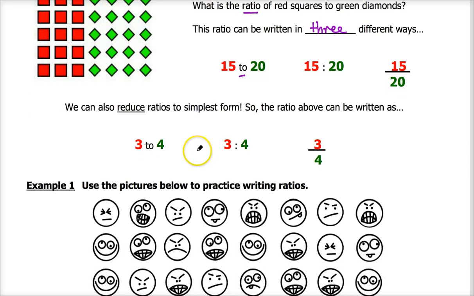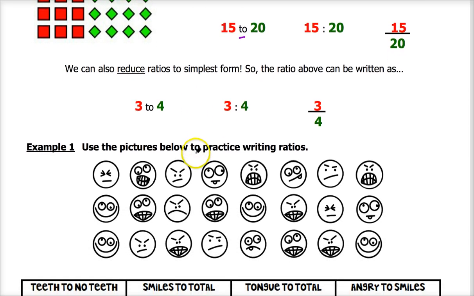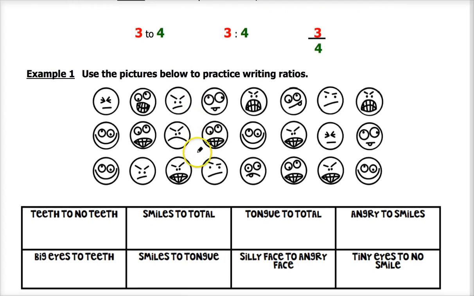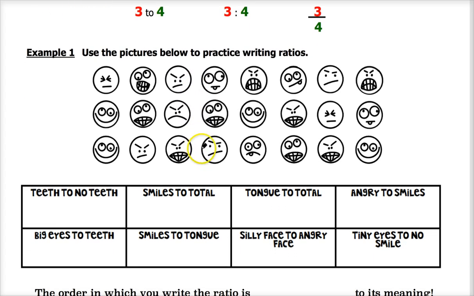And now in this example below, we're going to practice writing a ratio with all of these different smiley faces here. So we're going to practice writing various ratios given different characteristics about how these faces look. So the first characteristic is we want to write a ratio of teeth to no teeth. So we're going to count the number of smiley faces that have teeth showing.